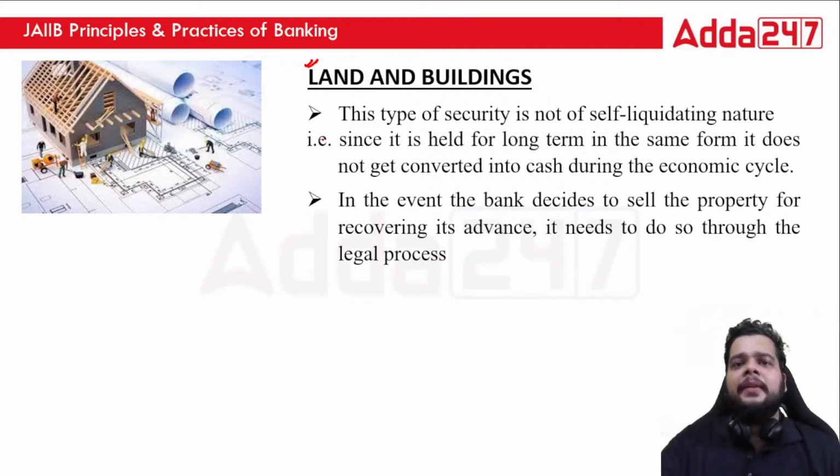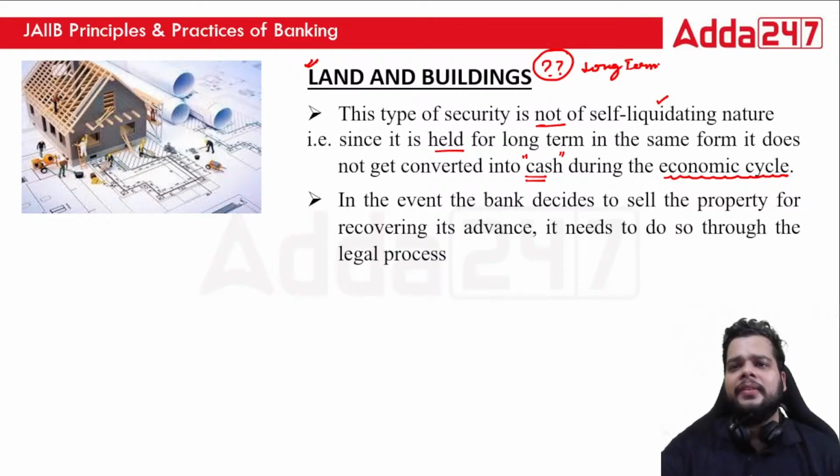So, in case of land and building, which is the most common security we normally take in the branches as collateral, this type of security is not of a self-liquidating nature. That is, since it is held for the long term in the same form, it does not get converted into cash during the economic cycle. Obviously, it is an immovable asset, but can it be converted into cash in a shorter duration? The answer is no, because they are held for the long term.